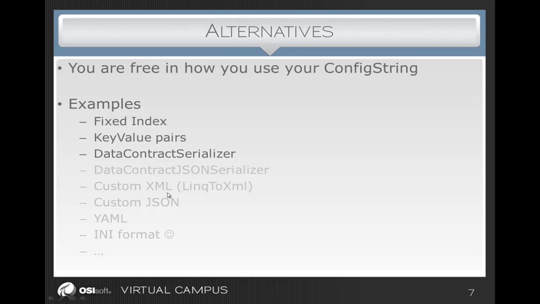You could also choose to create your custom XML if you really want to use XML, but you don't want to use the data contract serializer because it creates a lot of type overhead. You can create your own custom XML, for instance, with LINQ to XML, which is pretty easy. The same applies to JSON. You can have custom JSON if you want. You can even go as far as using YAML, or if you're really adventurous, you can even use the INI format, but I won't recommend that to you.